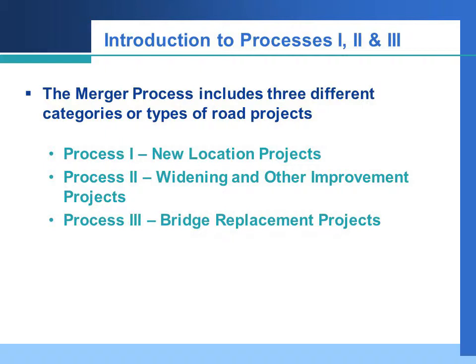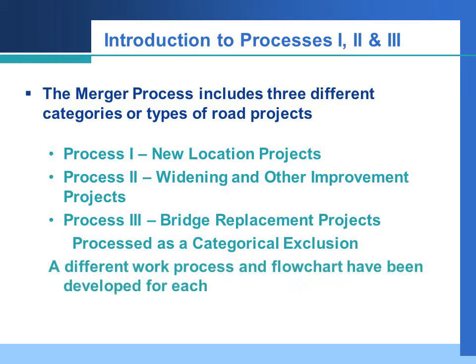Process 3 was developed to address projects that involve the replacement of an existing bridge. These projects are usually processed as categorical exclusions. A separate process has been developed for each type of project and is designed to capture all of the essential steps to allow the project to be developed in an efficient and effective manner. The processes ensure that the resource agencies have an opportunity to review and provide input. Each process is comprehensive and moves from initiation of project study to project completion. The goal of each process is to deliver quality projects that fully protect the human and natural environment.